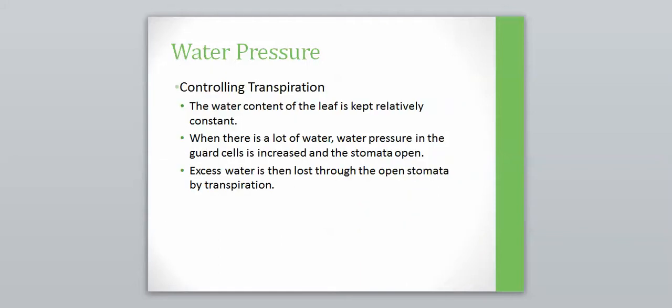So, controlling transpiration, again, this should be a little more review. We're not just always going to let our water leave whenever it wants to. The water content of the leaf is kept relatively constant. So when there is a lot of water, the water pressure in the guard cells is increased and the stomata open, then the excess water is lost through the open stomata by transpiration.